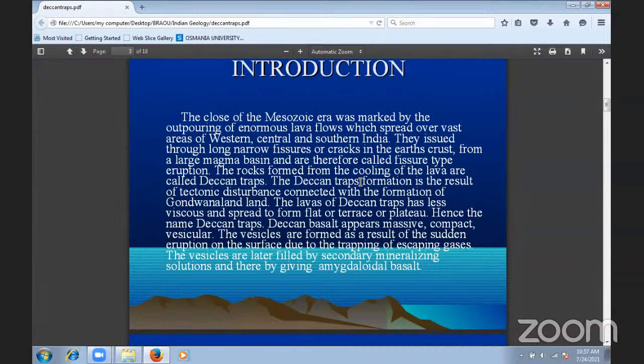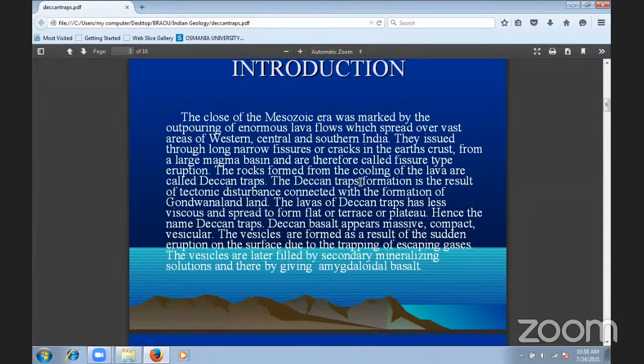And it was issued along narrow fissures or cracks in the Earth's crust. A large amount of magma came out, and therefore it is called a fissure type eruption. The rocks formed from the cooling of the lava are called the Deccan traps.